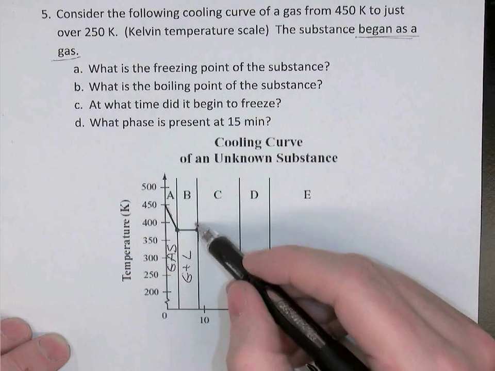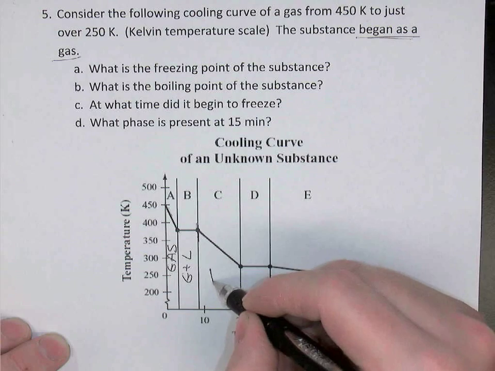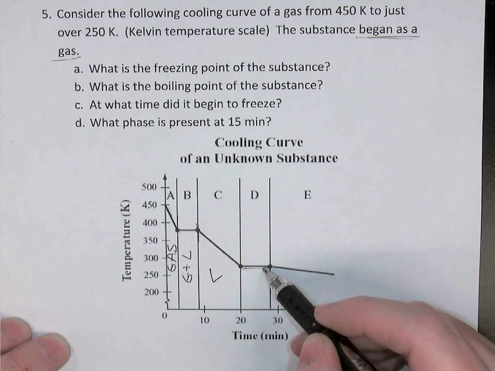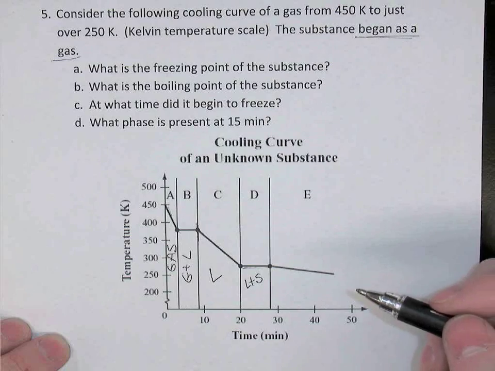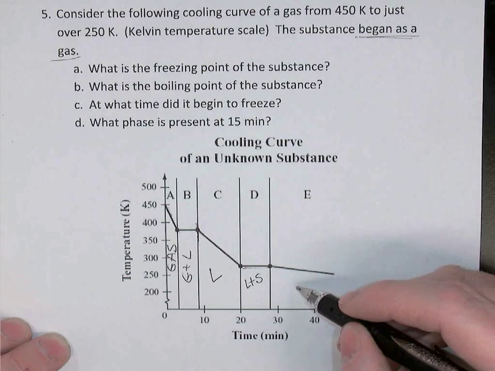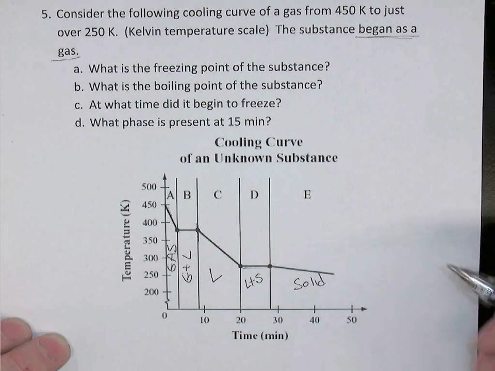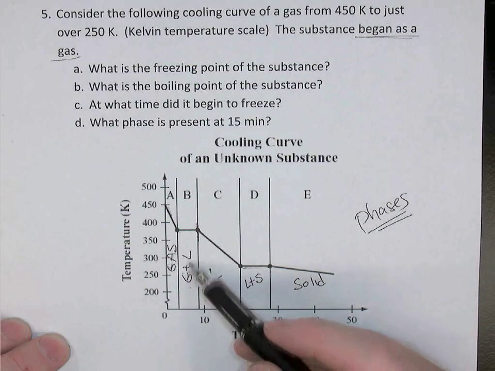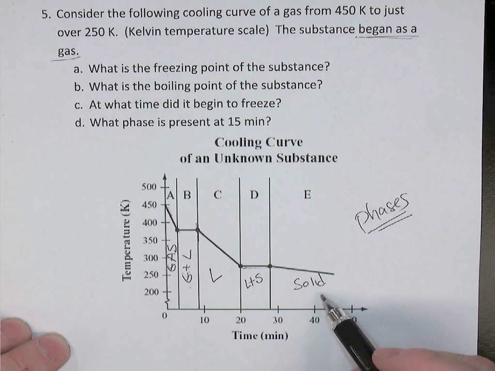We finished condensing here, and then as we continue to cool, the temperature drops again. So now we have just liquid present. And over here in region D, where there's another plateau, our liquid is now turning to solid. So we'd have liquid plus solid present, and that's where the freezing is occurring. Once it's finished freezing, the temperature would continue to drop, and we would have just a solid phase at the end. So those are the phases of the substance: gas, gas and liquid, liquid, liquid and solid, and then at the very end only solid.